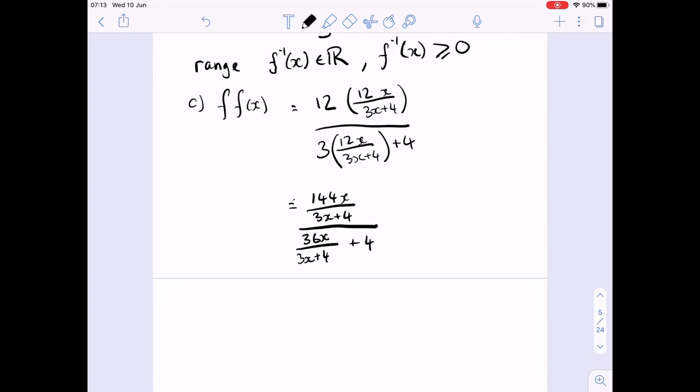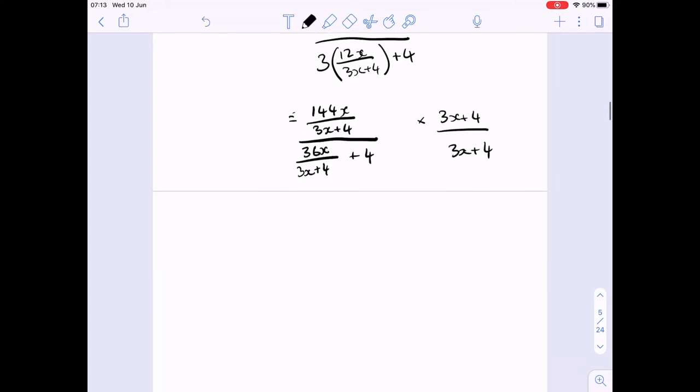So what I'm going to do is I'm going to times top and bottom by 3x plus 4 over 3x plus 4, just to get rid of those denominators within the fractions.